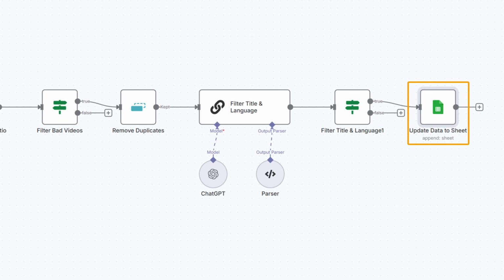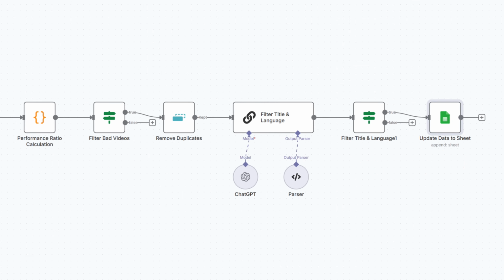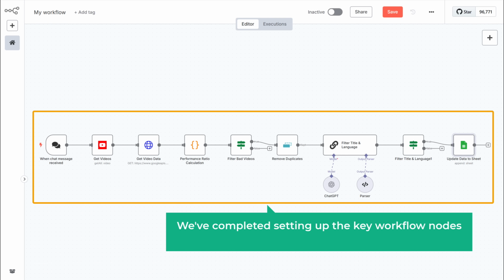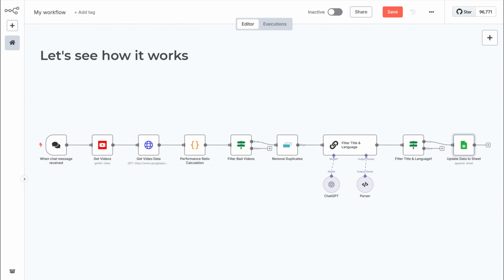Here you can see the warning sign has been removed and we have successfully connected Google Sheets to the workflow. Alright, we have completed setting up the key workflow nodes, which means the workflow is ready. Remember, you need to set up this workflow only once and you can use the same integration for any number of automations. So let's see how it works.